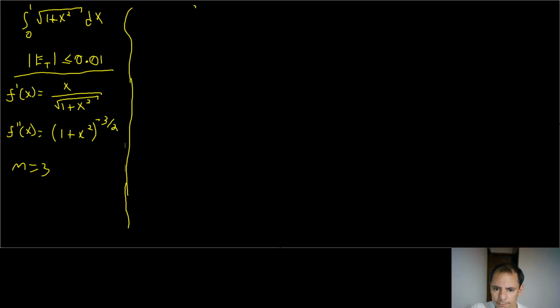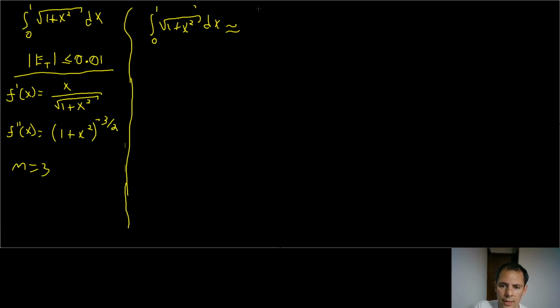Let me do one thing here. Well, let's use the trapezoid rule. Okay, so what is the trapezoid rule? The integral from 0 to 1 of square root of 1 plus x squared dx is going to be an approximation of the trapezoid rule, which is (b minus a) divided by 2n. So b minus a is 1 minus 0, divided by 2n.